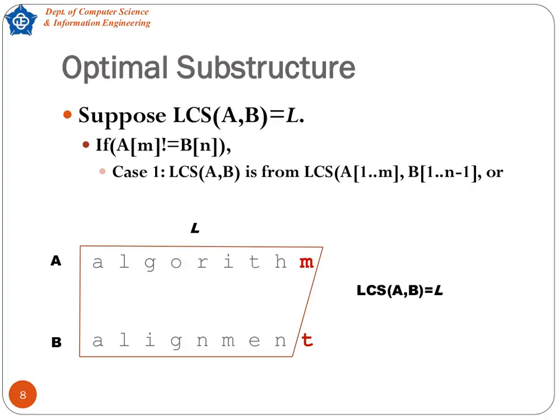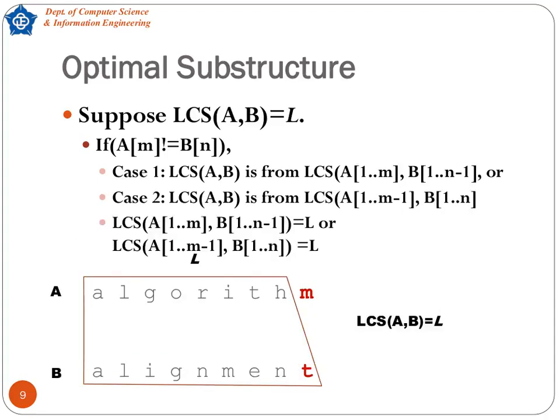Since M does not equal T, we either ignore the T and find the LCS of algorithm versus alignment, or ignore the M and find the LCS of algorithm versus alignment. This branching into two smaller subproblems is exactly what lets us build the full solution with dynamic programming.